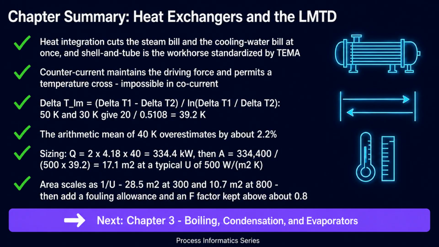Area scales as 1 over U, 28.5 at 300 and 10.7 at 800. Then add a fouling allowance and a correction factor F, kept above about 0.8. Next chapter, boiling, condensation, and evaporators.